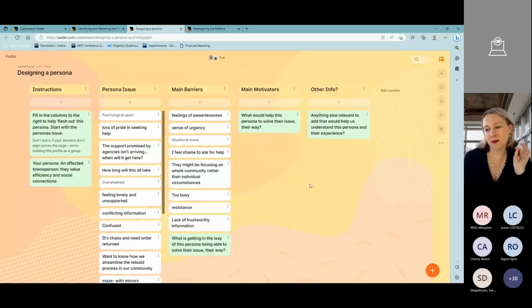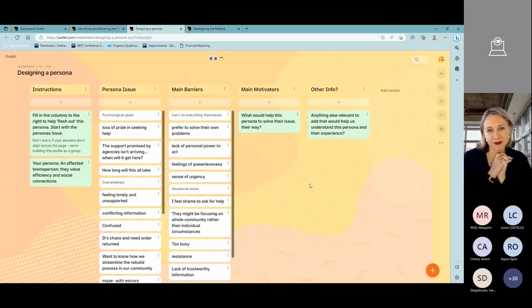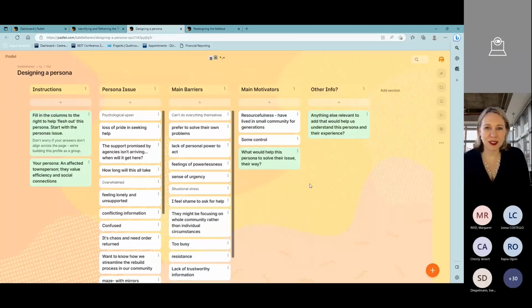And what do we think might help? What are the strengths that this persona has that they could leverage to help them address their issue in their way? Oh, I like that. Can't do everything themselves. That's a really nice combination of the efficiency and the social connection coming through. Okay, yep, control would be nice. Resourcefulness, yep, they've lived in that same community for generations. Absolutely. First principles perspectives, what needs to happen first? Yes, need a plan.